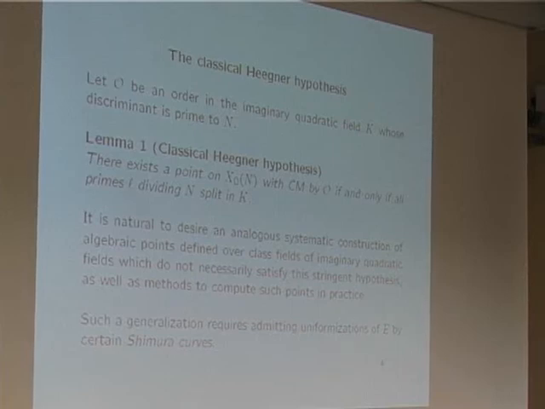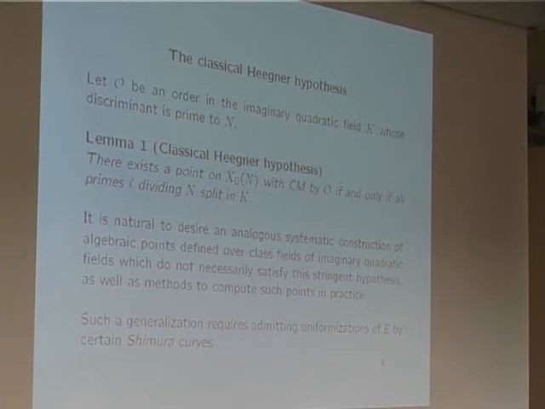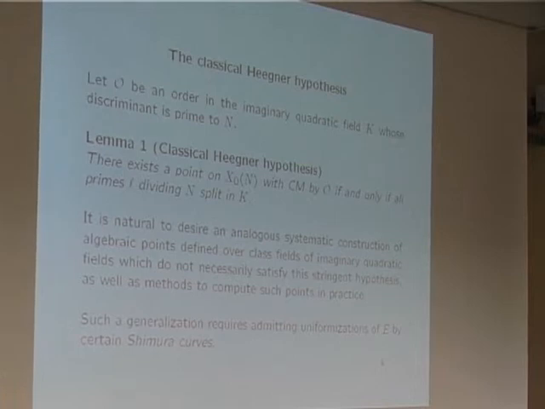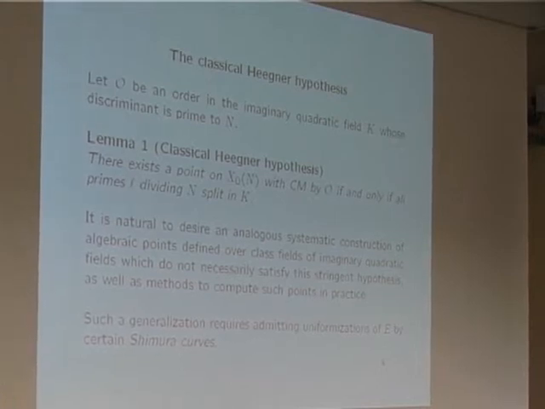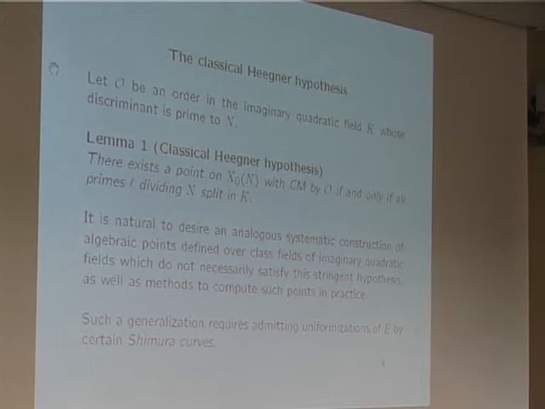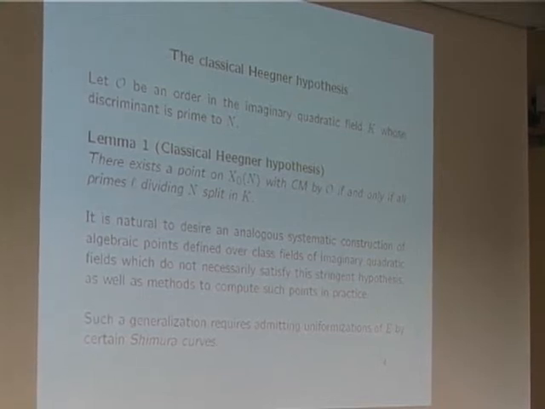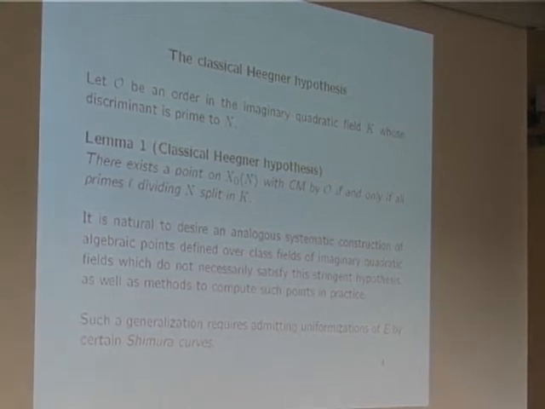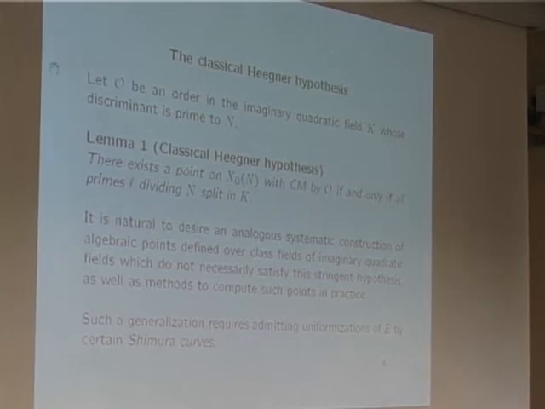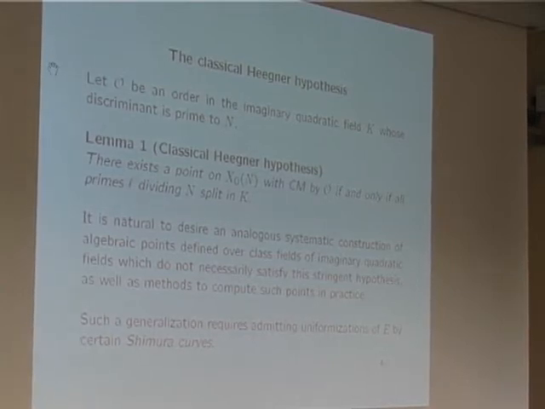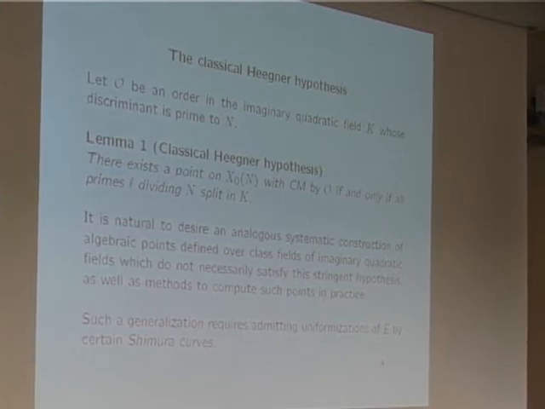Now, what would be very nice to know is, when do these CM points even exist? When do we have these points on the modular curve that are algebraic, that we can project via this modular parameterization defined over Q to get a systematic construction of algebraic points on elliptic curves? The answer to this question is called the classical Heegner hypothesis. Let O be an order in the imaginary quadratic field K, whose discriminant is prime to the conductor N of our elliptic curve. Then one can show that there exists a point on X_0(N) with CM by O if and only if all primes dividing N split in the field K.